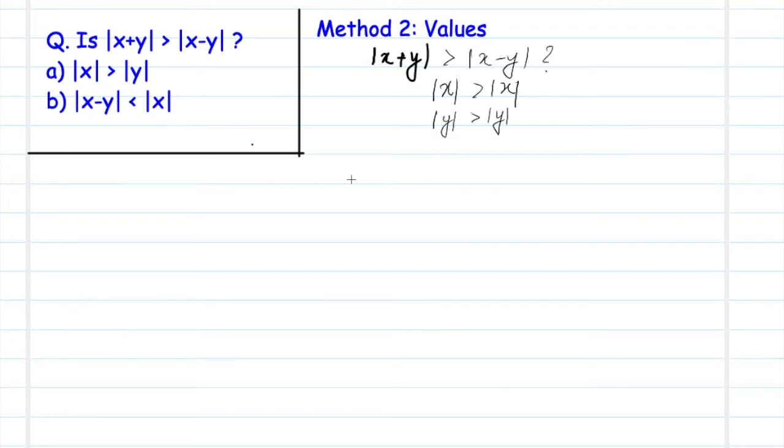Let's make a table. This is the way I suggest when you're taking values, to make a table, because then it becomes easy to figure out what is going on. So let's make a table here. All right, so x, y, mod of x plus y, mod of x minus y. Let's consider two positive values first.